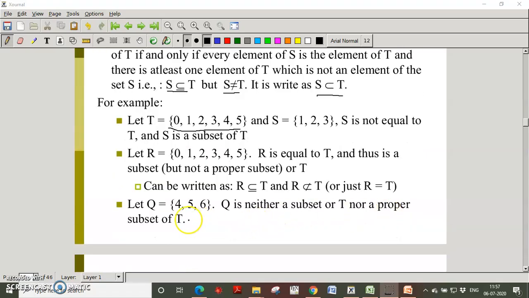I have also taken one more example, Q equals {4, 5, 6}. Q is neither a subset of T nor a proper subset of T. So guys, in this lecture we have studied the definition of sets and types of sets.